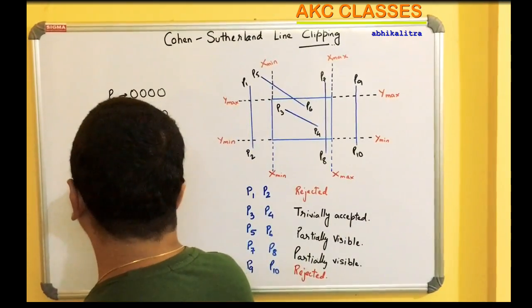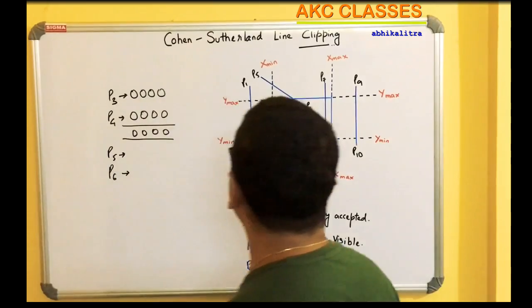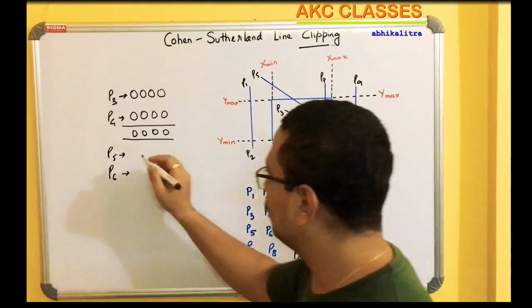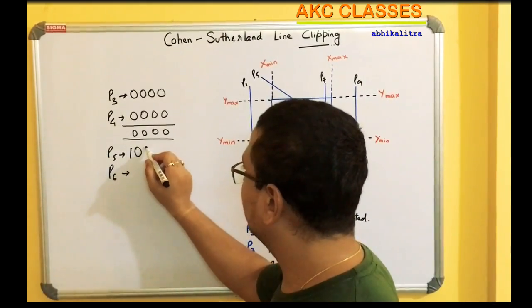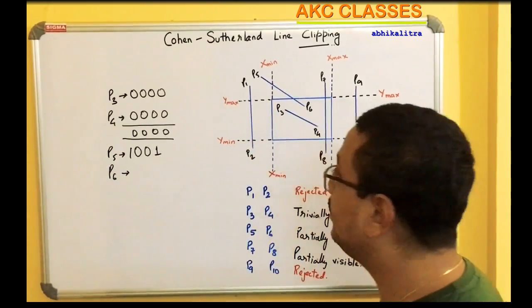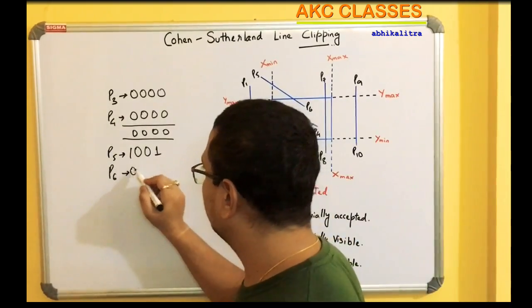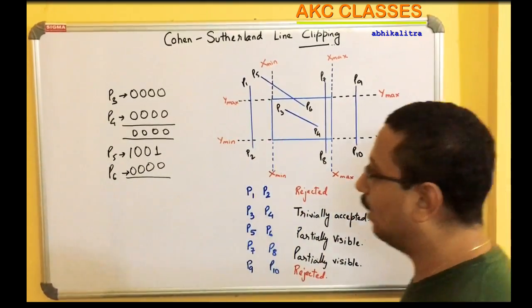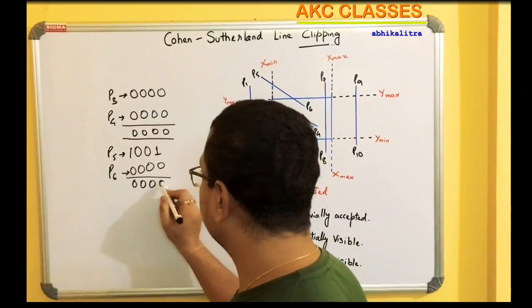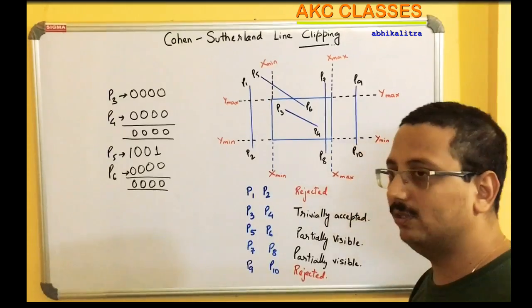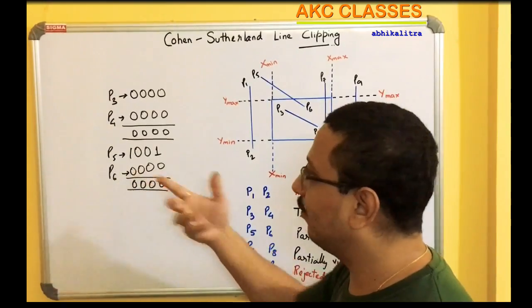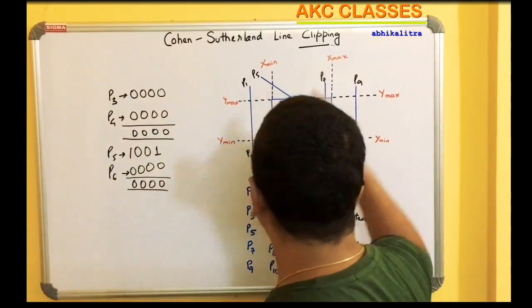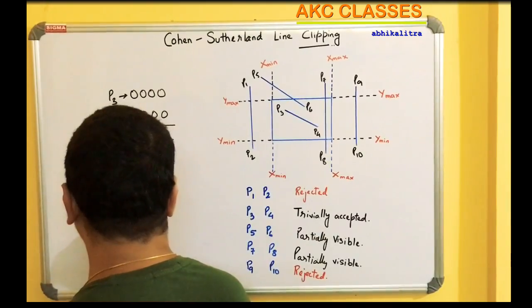So if I take P5 and P6, then for P5, the corresponding region outcode: greater than y max? Yes, it is, so it's 1. Less than y min, no. Right of x max, no. Left of x min, yes. So that is the region outcode. And for P6, it is all zeros. So you understand, if one of the endpoints is inside the rectangle, the endpoint which is inside the rectangle has a region outcode of all zeros. So if one of the endpoints is all zeros, and you perform a logical AND operation, the output will always be 0.